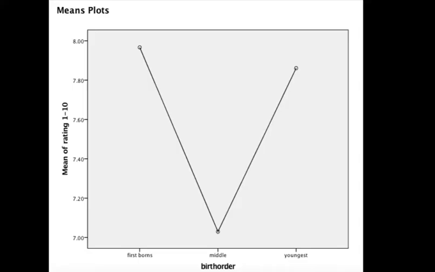The means plot simply displays the descriptive statistics in a graph. Here we can see that the middle children have the lowest rating, and the youngest and firstborns have higher ratings. We'll need to look at the post hoc comparisons to determine if any of these differences are statistically significant.